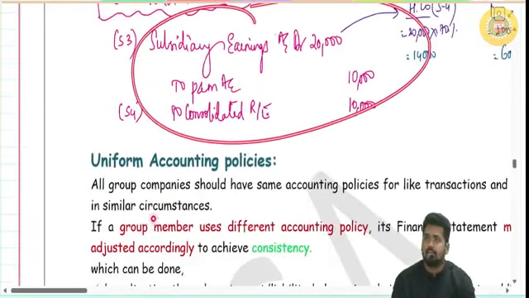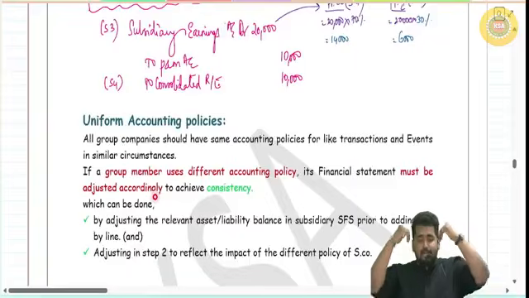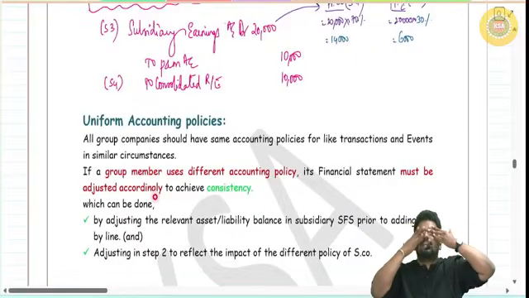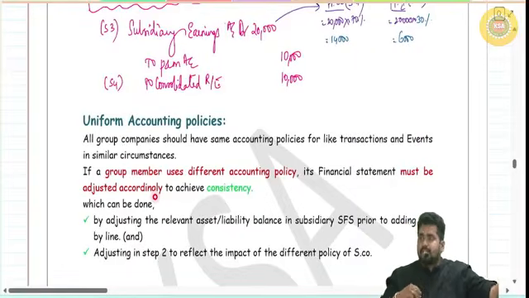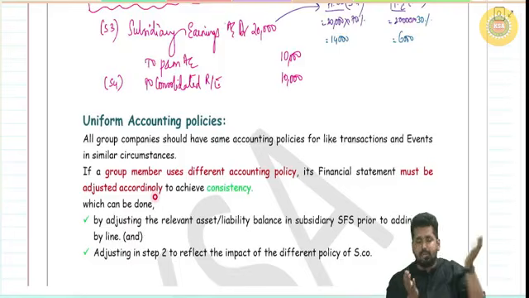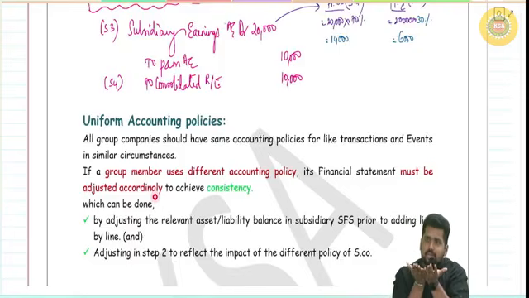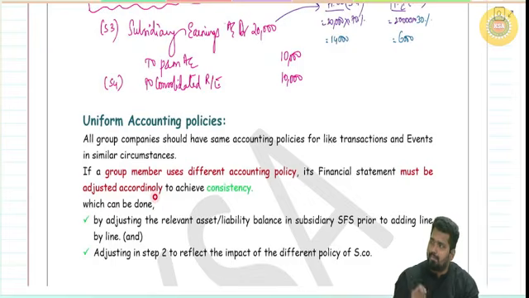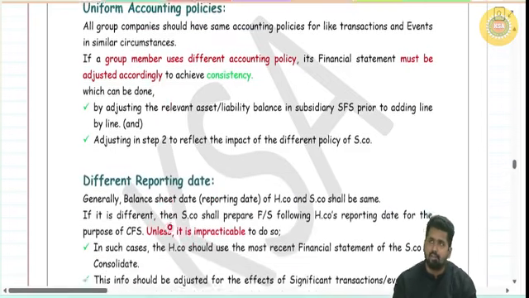Clear? Sir, when I am consolidating, my accounting policy is one, subsidiary's accounting policy is another. What do we have to do, sir? Accountancy says, when you are consolidating, make sure accounting policies are the same. You make the changes to bring it to your accounting policy. Clear? After that, you should do line by line consolidation. So first make the adjustment to the relevant asset and liability, then make the line by line consolidation. Give the impact in step number 2. Clear? Accordingly, you have to follow this.